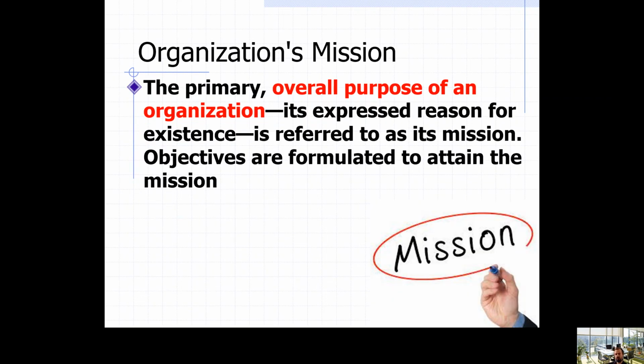Let's begin with mission. What is mission? Mission is the main objective of the organization. It is the main purpose of the organization. Another definition is that it is the description of the need to be satisfied by our organization in the best way, and this is the source of our profitability.